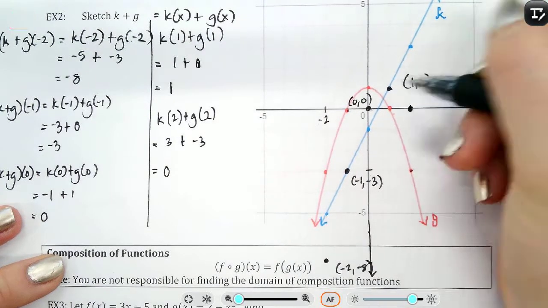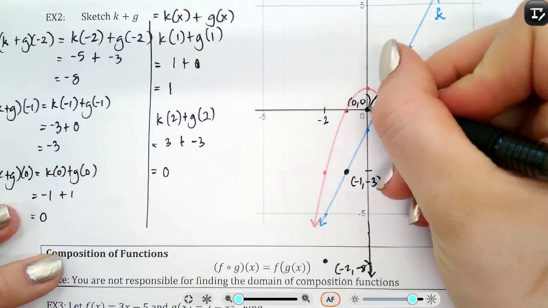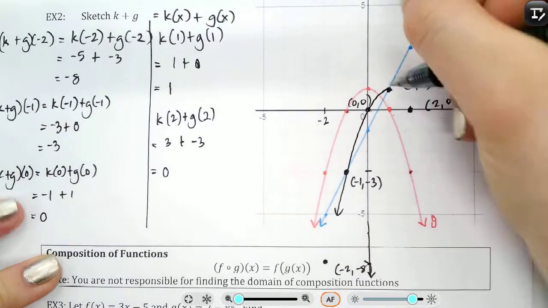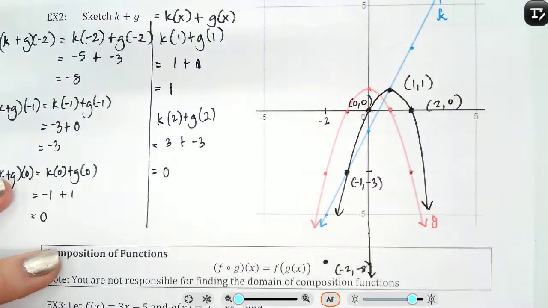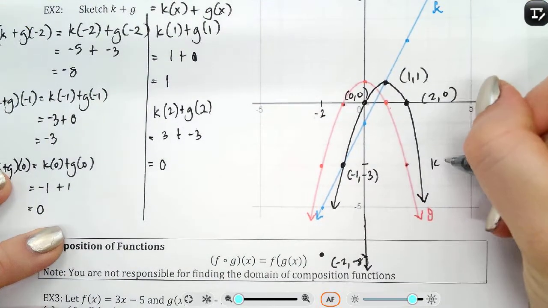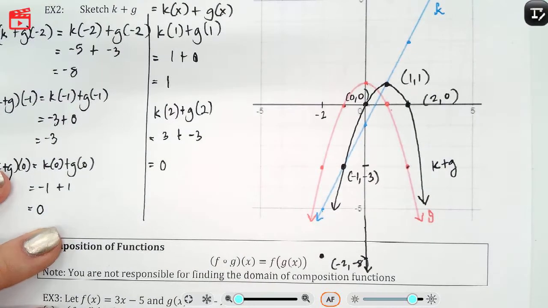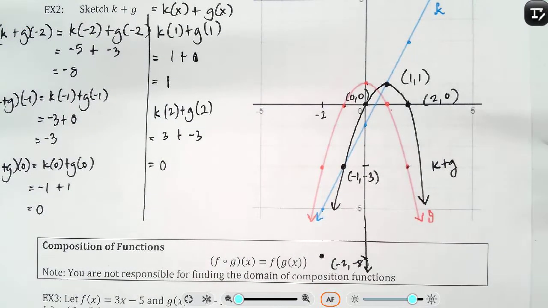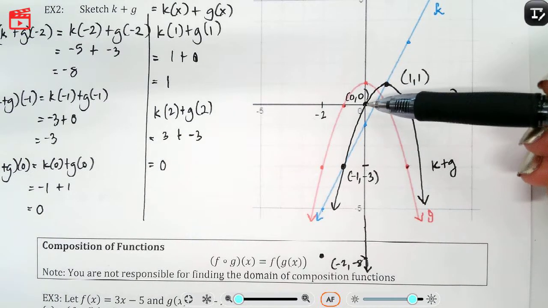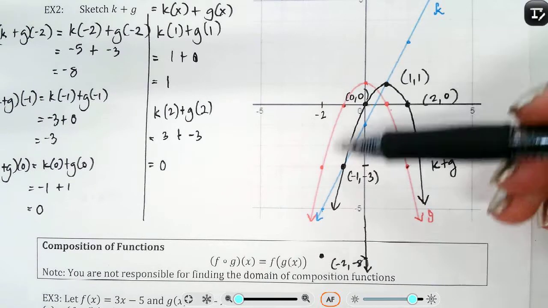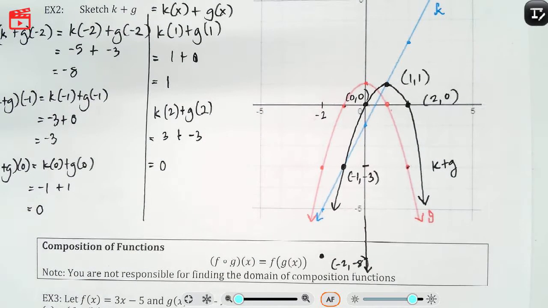So let me label this, sorry. 2, 0. So we go ahead and graph our function, and this is k plus g in black. All right, so that's how you would add graphically. You pick the two x values, add their quantities together, and you'll find your new value at x. And just keep going along x value by x value to find the corresponding y value.